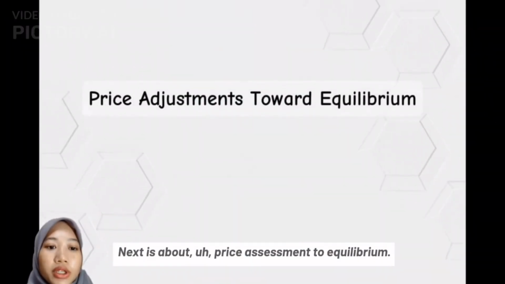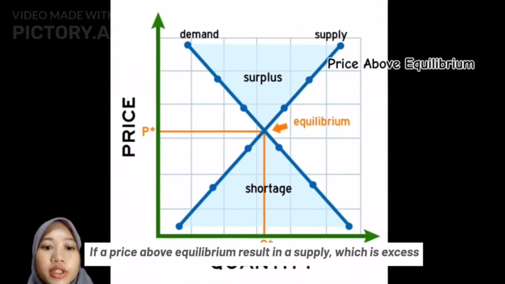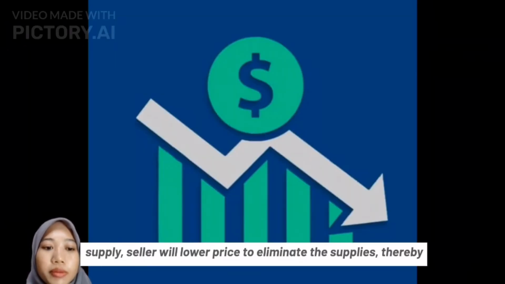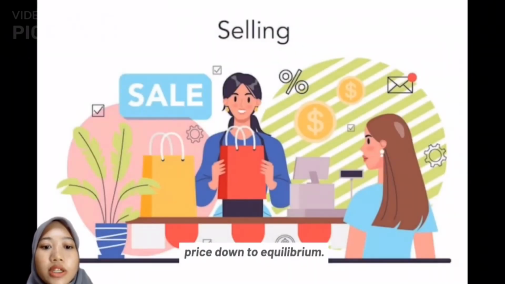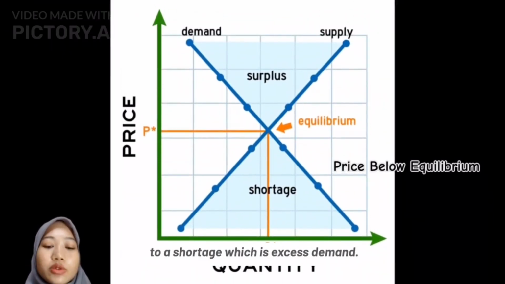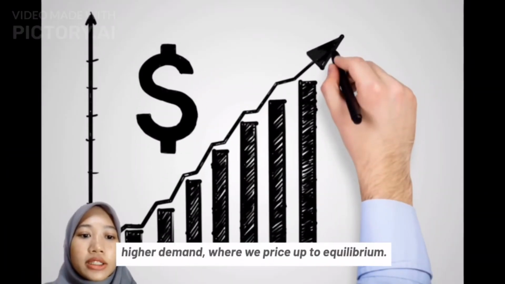Next is price adjustment to equilibrium. If the price is above equilibrium, it results in a surplus, which is excess supply. Sellers will lower the price to eliminate the surplus, driving the price down to equilibrium. If the price is below equilibrium, it leads to a shortage, which is excess demand. Sellers will raise the price due to higher demand, driving the price up to equilibrium.